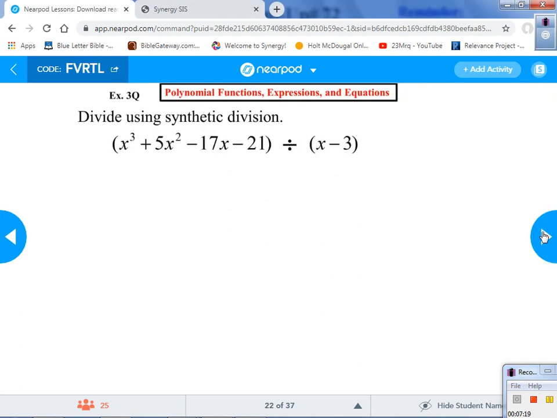Once you're done copying that, on your screen is example 3Q. Copy that one on paper and see if you can. I'm going to give you a head start. We'll do that one together, but see if you can do that one by yourself.